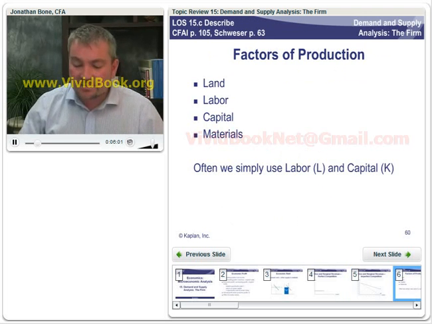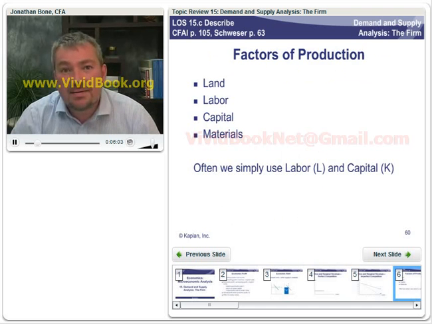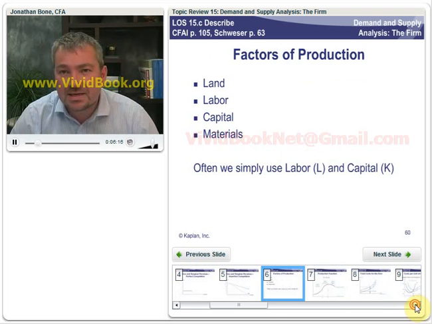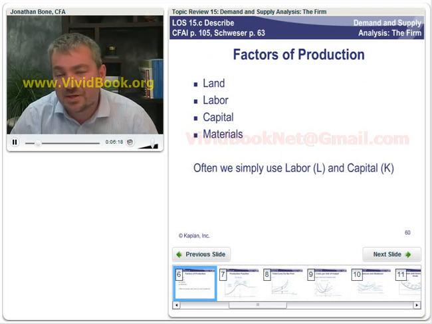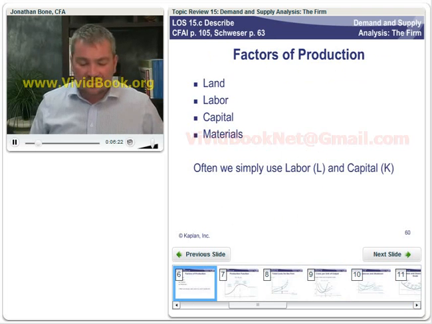Describe the factors of production. All I'm really going to say here is these are the inputs to a firm's production process. So they're what they use to produce finished goods. So it's going to be land, labour, capital, materials, inputs to the production process. Often in economics, we're just going to look at two major factors of production, labour and capital. Okay, so we're going to ignore materials and land for this.